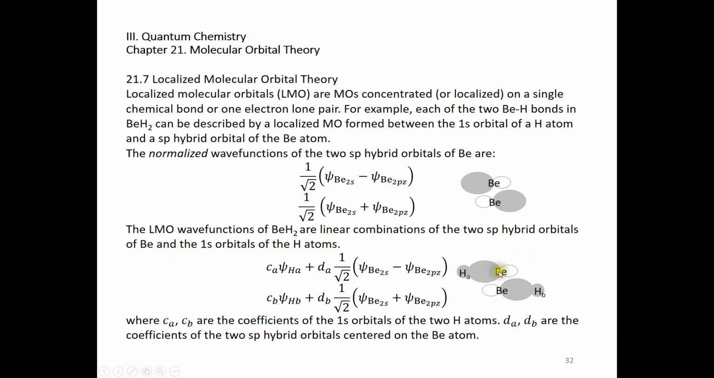So now let's look at beryllium overlapping with hydrogen A, and beryllium overlapping with hydrogen B. In this case, we have an MO. We put some weight, the coefficient c sub A, on the 1s orbital of hydrogen A, and over here we have some weight, the molecular orbital coefficient d sub A, on this sp orbital of beryllium. For hydrogen B, we can have another sp orbital overlapping with the 1s orbital of hydrogen B. So c sub A, c sub B, d sub A, d sub B are simply molecular orbital coefficients.